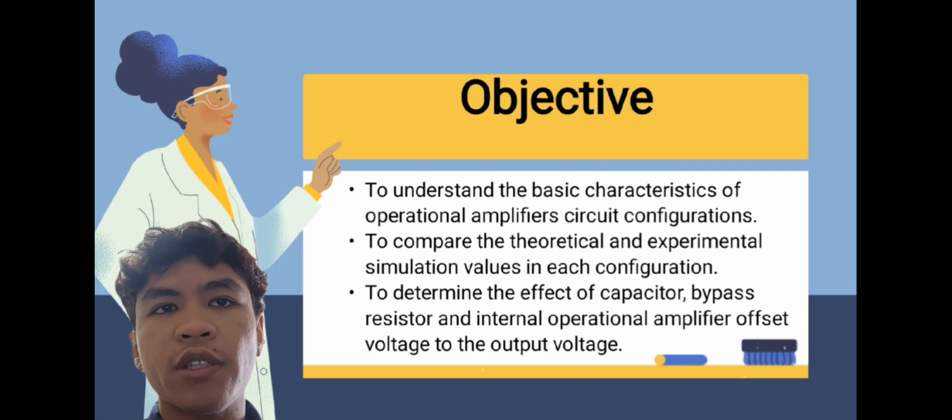So first, let's start with our objective. Our first objective is to understand the basic characteristic of op-amp configuration. The second one is to compare theoretical and simulation results. And the last objective is to study the effect of practical components like bypass resistor, small capacitor and the others on the output.